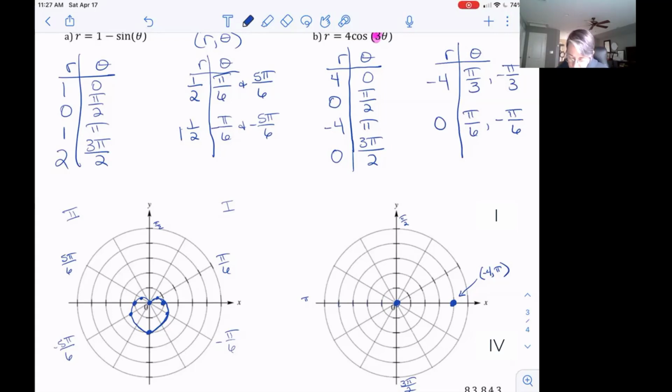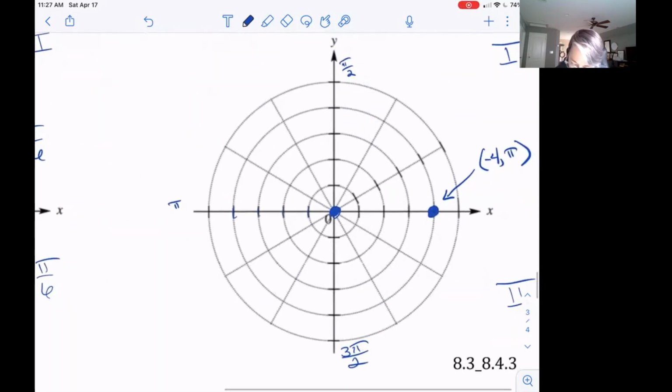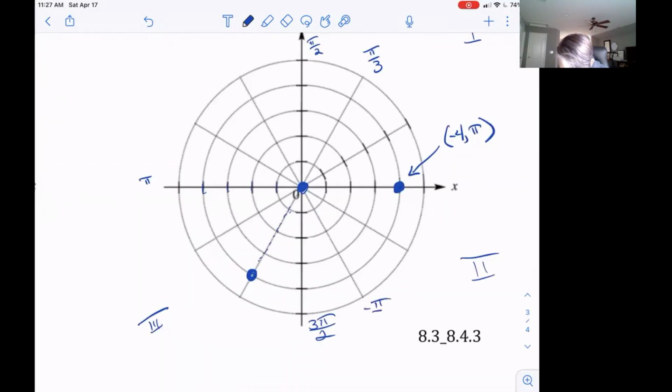So if we go towards pi over 3, which is up here, this tells us to go to negative 4 directed angles. So instead of going towards pi over 3, 4 units, we're going to go away from pi over 3 down here in quadrant 3, 4 units, 1, 2, 3, 4. And the negative pi over 3 here also is a negative 4. So instead of going towards negative pi over 3, we're going to go this way away from negative pi over 3, 4 units. Then we have pi over 6, which is again 0.